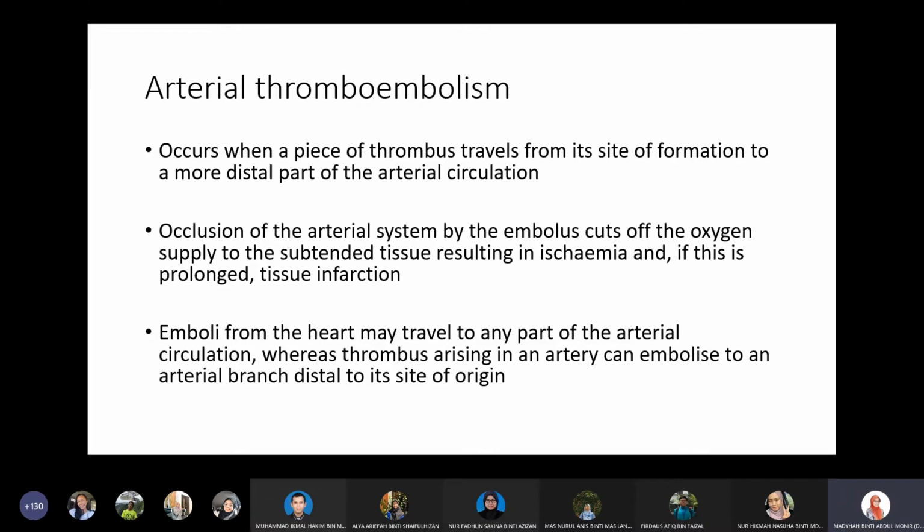What will happen to the embolus or emboli? Sometimes these emboli arise in the heart, and from the heart they can go to any part of the arterial circulation. And sometimes the thrombus can arise in an artery, and from any artery it can also embolize to the branches at a distal site.